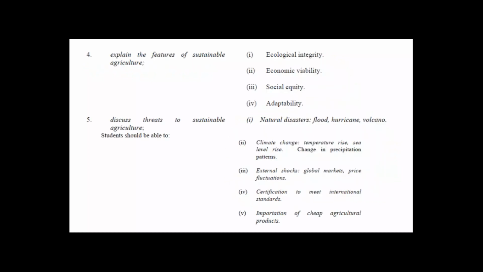So, what are we going to look at today? The objectives. Explain the features of sustainable agriculture. And notice it's talking about features. And we're going to separate features from practices. And we'll learn about sustainable practices in the next class. And we're going to talk about sustainable features. We need to talk about ecological integrity, economic viability, social equity, and adaptability.